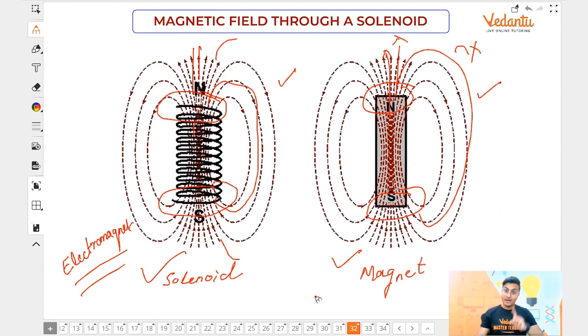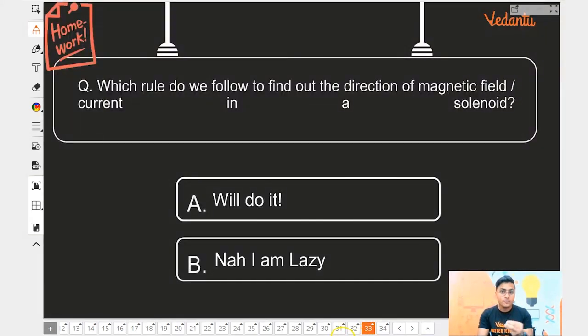Okay guys, but I have a small surprise for you again. I have a small homework. This I have not taught you guys yet, but I would love to see the responses from all of you. Let me know how many of you guys are crazy about electricity. Which rule do we follow to find out the direction of magnetic field and current in a solenoid? Both of them we can find out with one single rule.